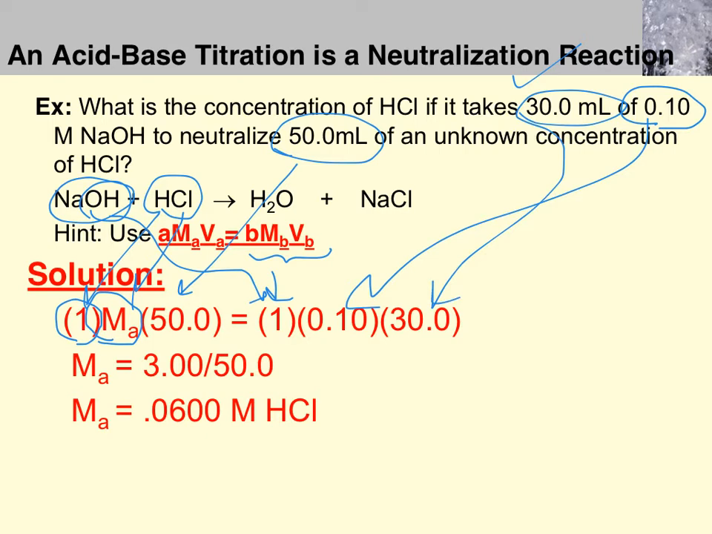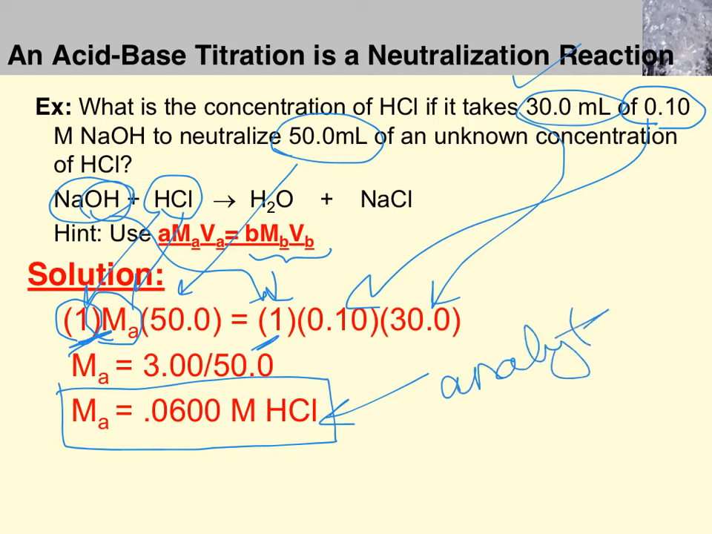So you really just have to be careful to match up what goes where, just like in the dilution formula, and then don't forget the little a and little b. And then when you solve this, of course, you get that the unknown sample, the analyte, had a concentration of 0.060 molar.